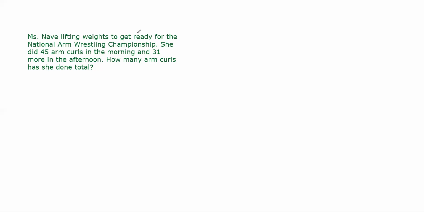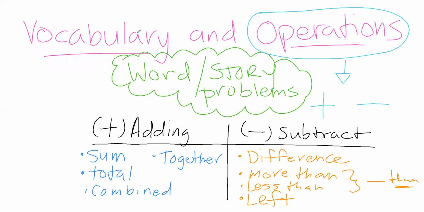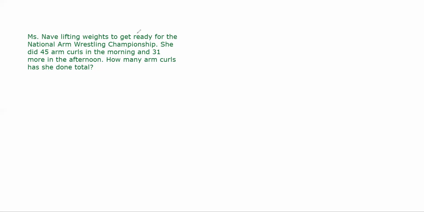It's about Miss Nave. It says, Miss Nave is lifting weights to get ready for the National Arm Wrestling Championship. Good luck to her. She did 45 arm curls in the morning and 31 more in the afternoon. How many arm curls has she done total? Total. Right away, that was the word we talked about on that first page. So I'm already thinking, oh, total. I see that we have 31 and we have 45, and we're going to find a total, which means we're going to add.